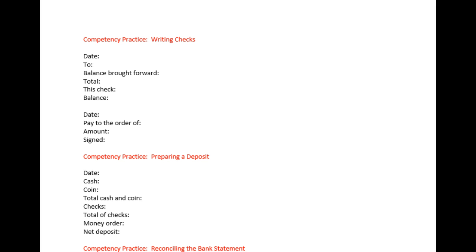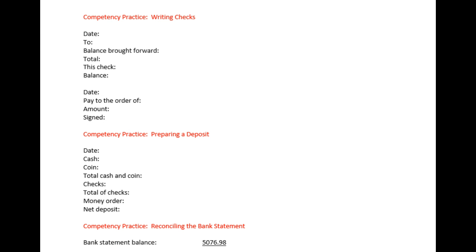For this portion of your workbook, you can certainly do what I've done on here, is just write them out, but make sure that you have these headings like I have here. So you have writing checks at the top here, and then further down you have the deposit, and then further down you have the reconciling the bank statement. That is what tells me what section you're showing me and what section you're completing. So if you do have any questions, just let me know.